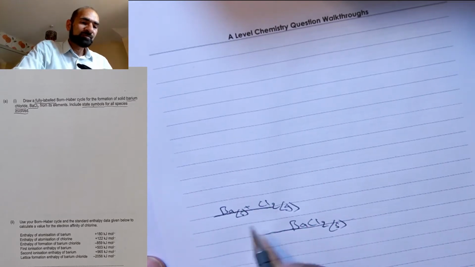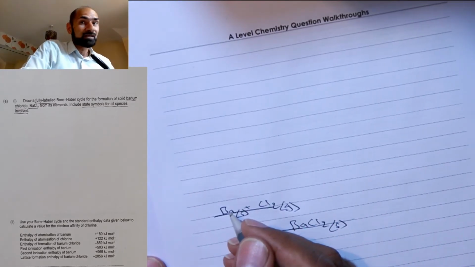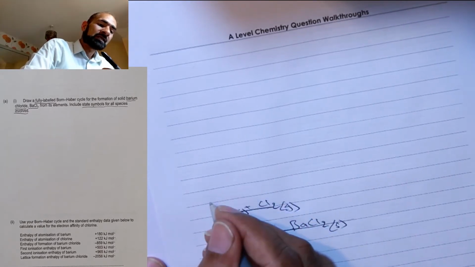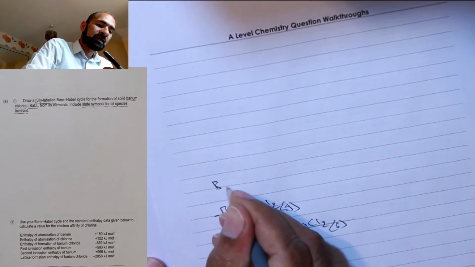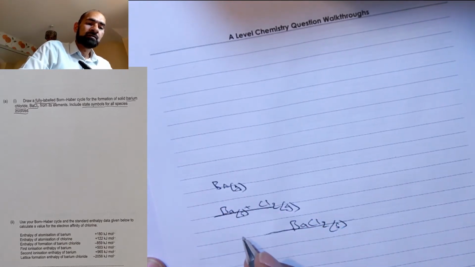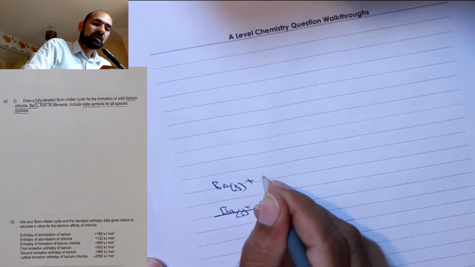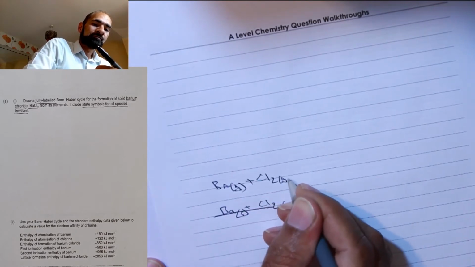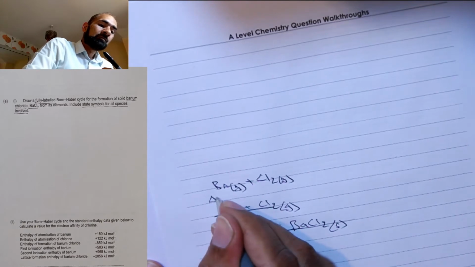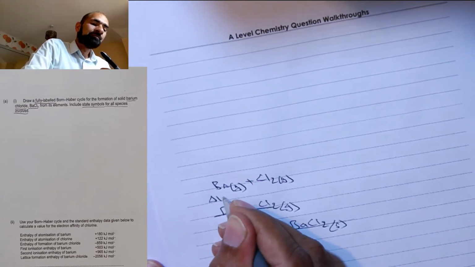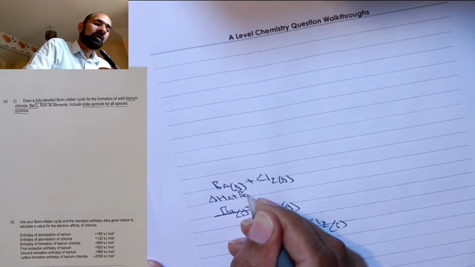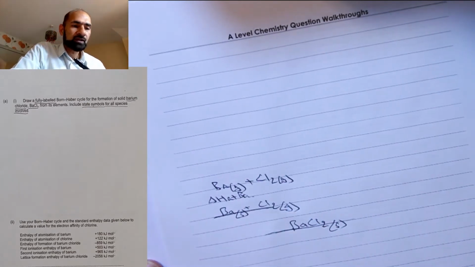Now it's a solid, okay? So the first thing that needs to happen, as I said, look at my previous video for the details, is atomization of barium. So atomizing barium gives me barium gas. And of course, nothing happens to the chlorine because I'm not dealing with it yet. And that is fully labeled, remember, in the question. So enthalpy of atomization of barium. All right, that's that.